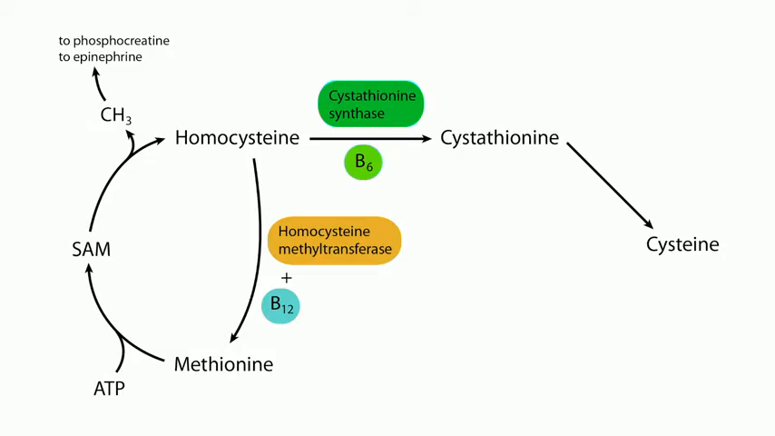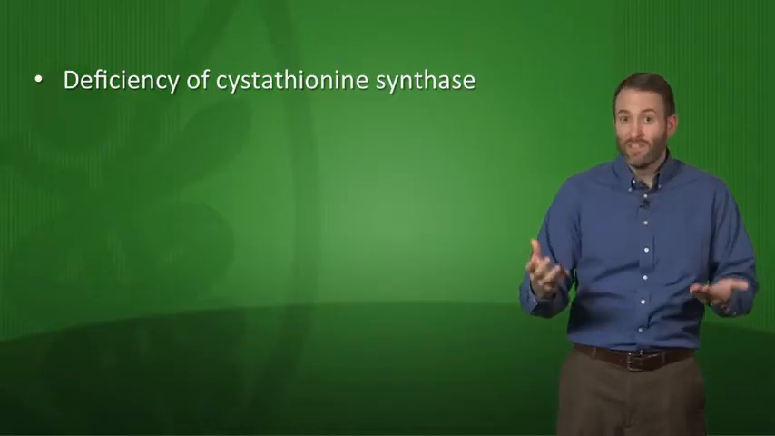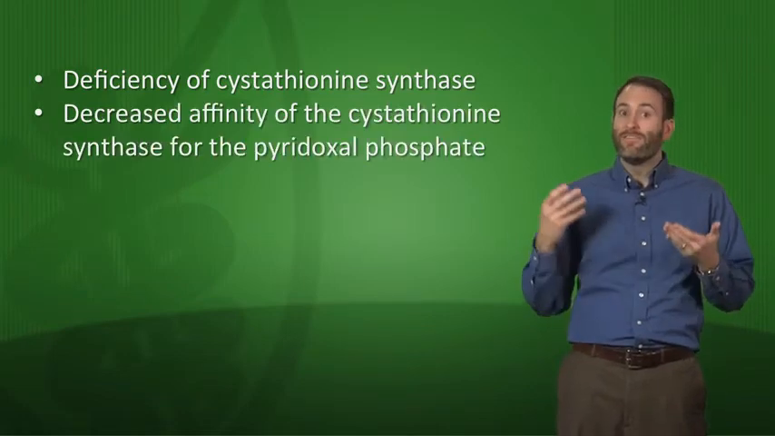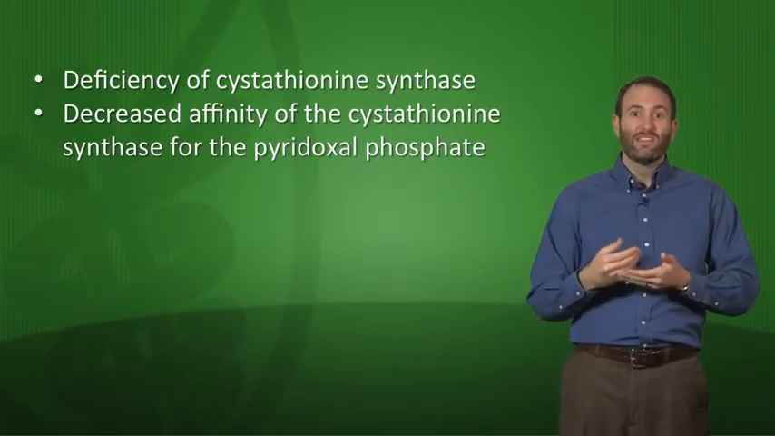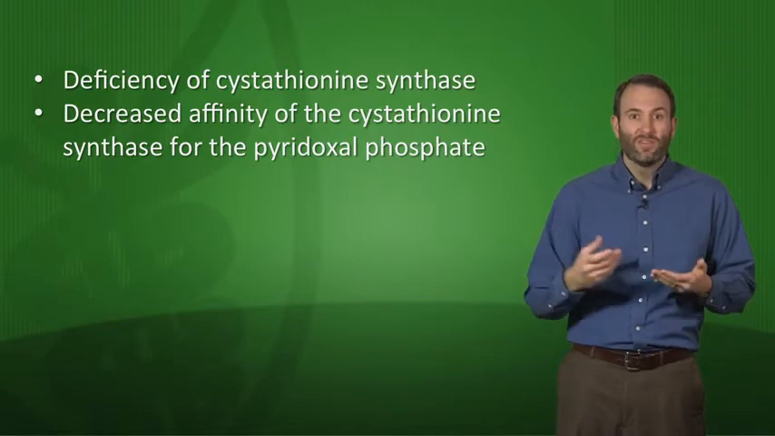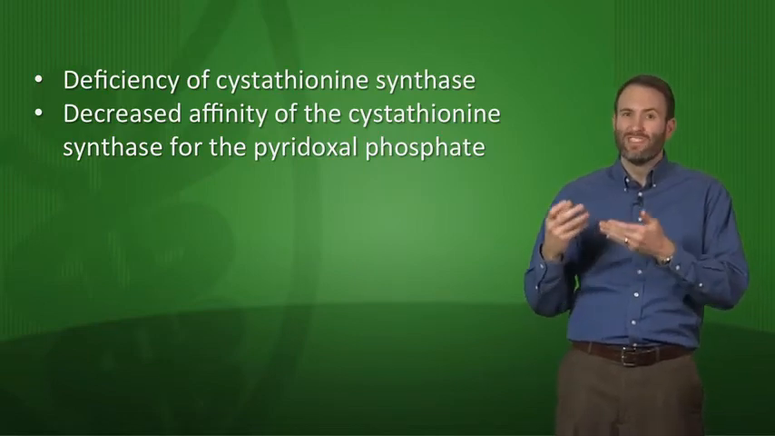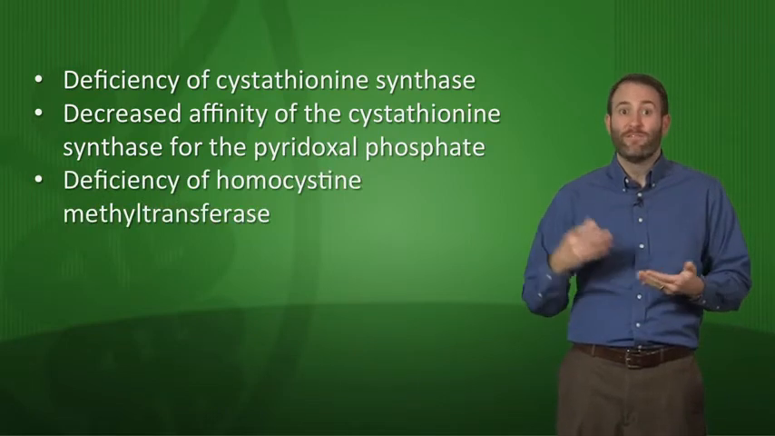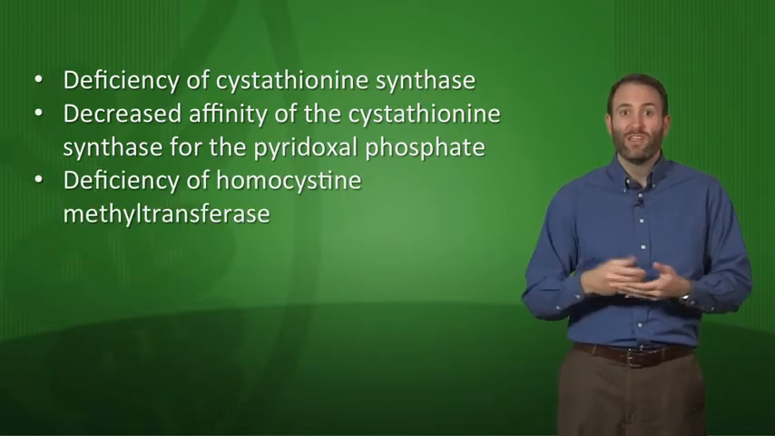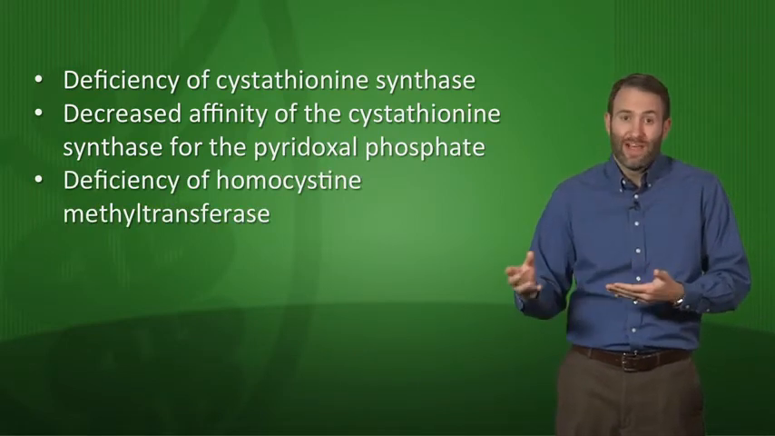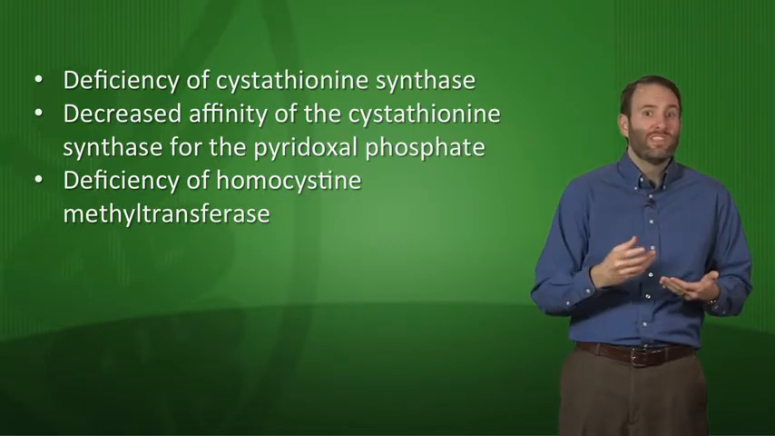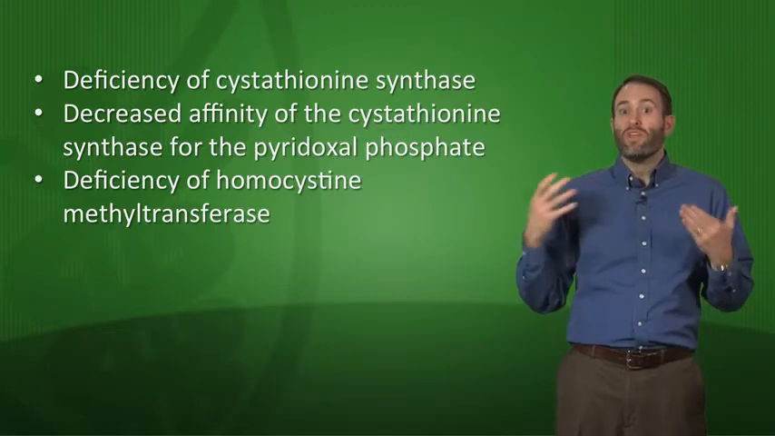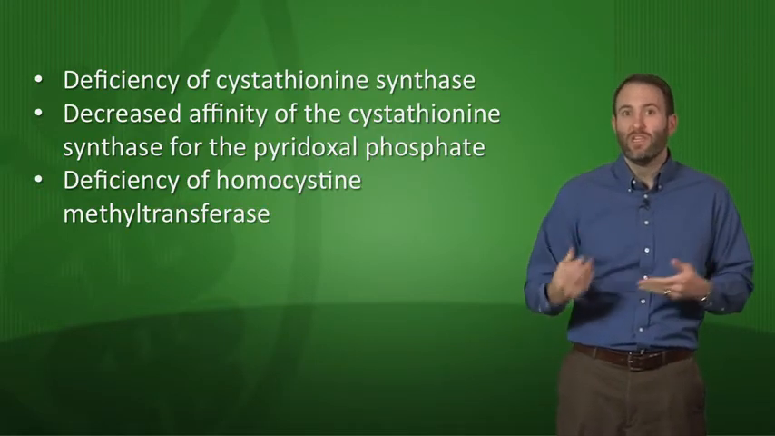So the causes of homocystinuria include a deficiency of that enzyme, that cystathionine synthase, a decreased affinity of that cystathionine synthase for the pyridoxal phosphate, so a B6 cofactor. So if it's not interacting with B6 correctly, it's not going to work very well. Or if you have a deficiency of homocysteine methyltransferase, so that's an enzyme that actually converts homocysteine to methionine. So these are the three main reasons why you might have a lot of homocysteine in your urine.